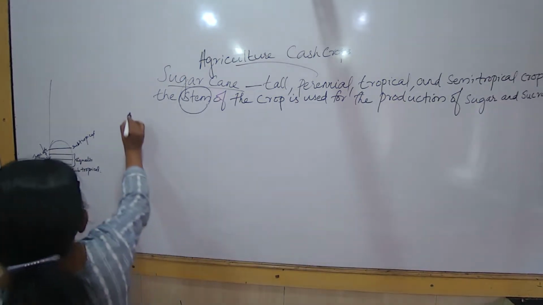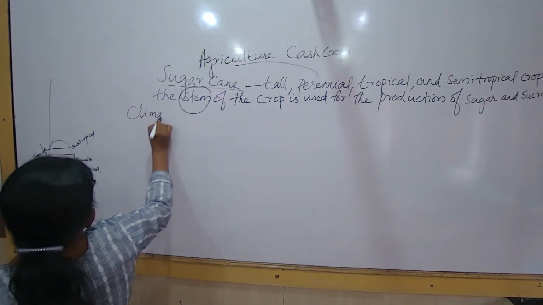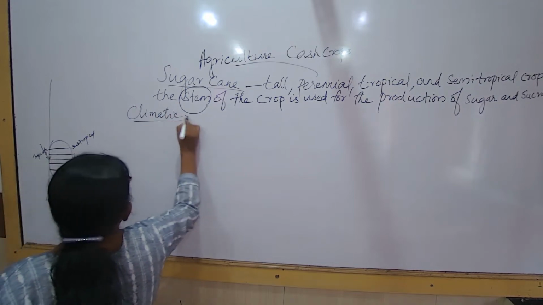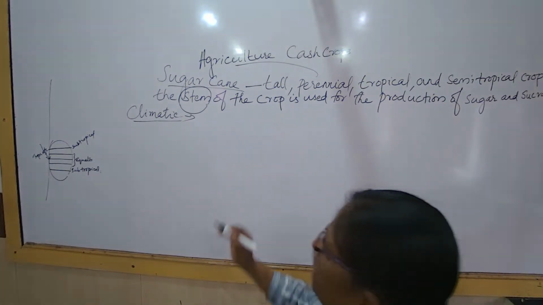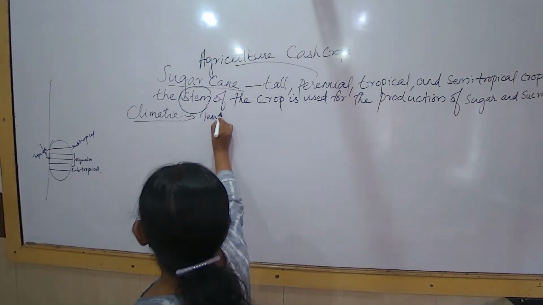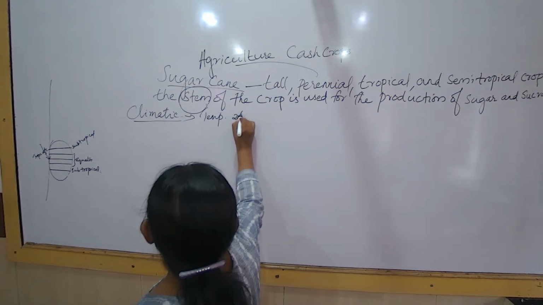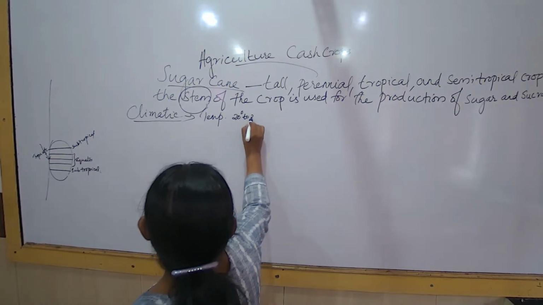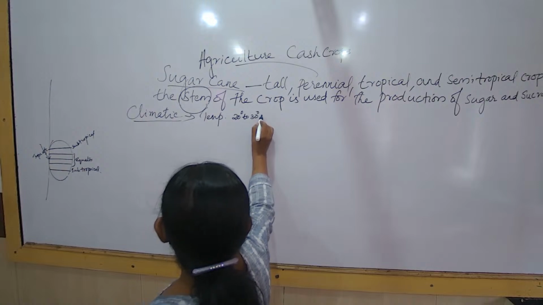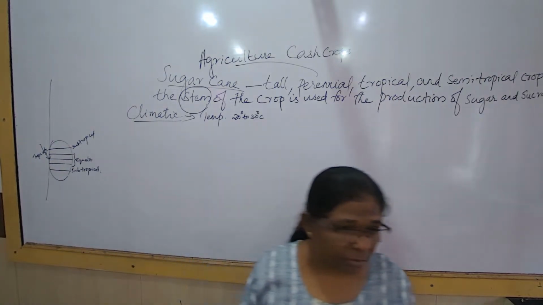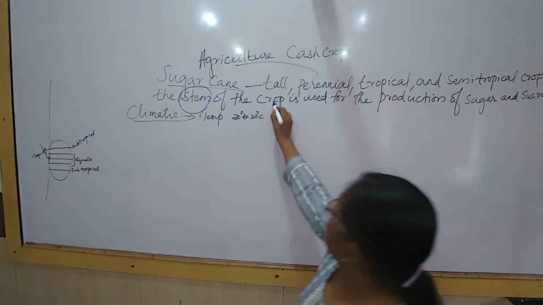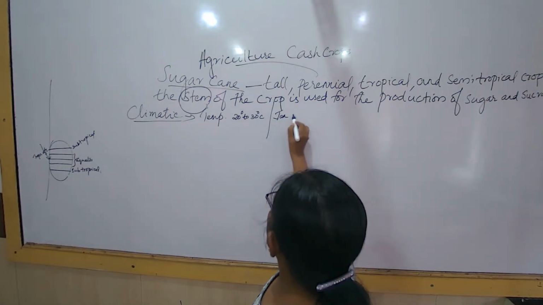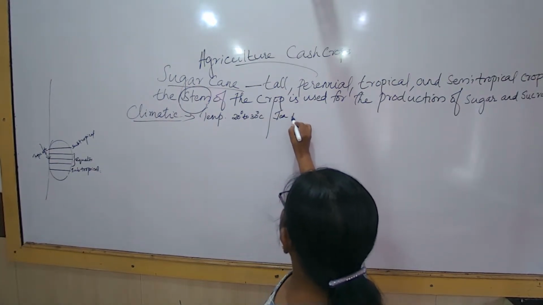Now, the climatic condition required for the growth of sugar cane. The climatic condition. What is that? Temperature, how much? 20 to 30 degrees, no? Correct? 20 to 30 degrees temperature. That is, it is grown between January and April.